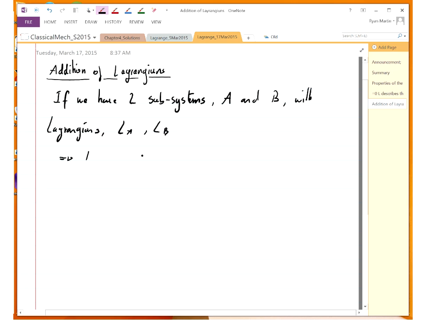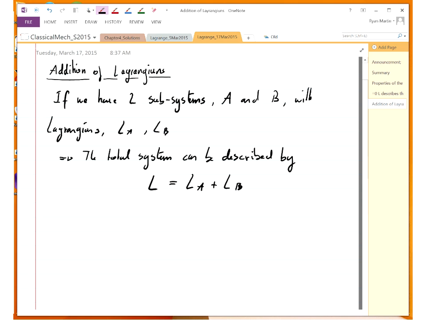The total system can be described by L given by L_A plus L_B. We have two systems, each with their individual Lagrangians. You can describe them as a unified system, and all you need to do is add those two Lagrangians.